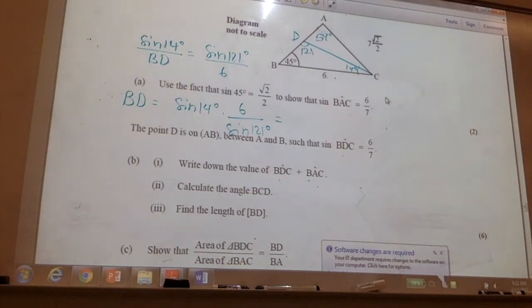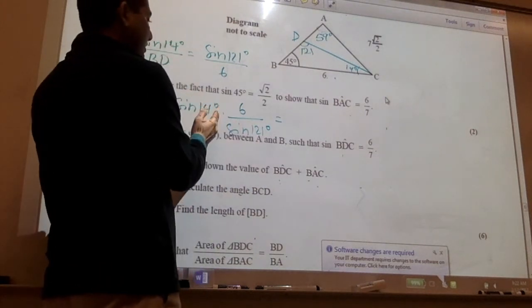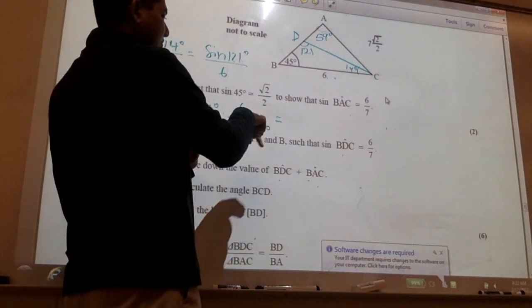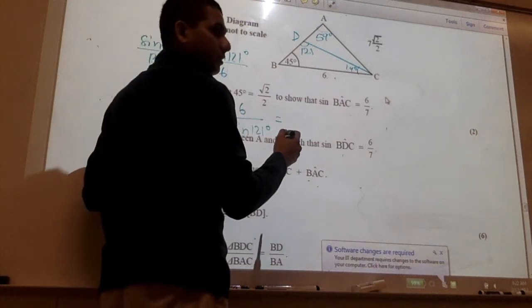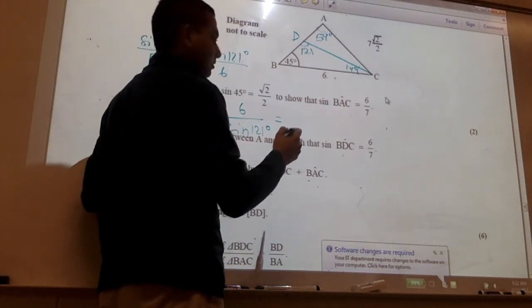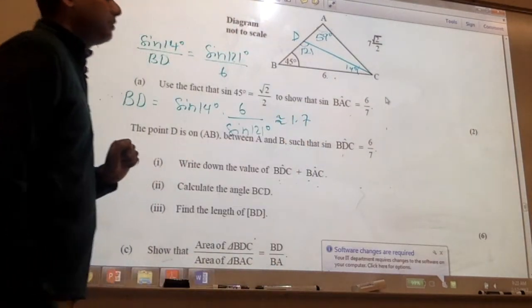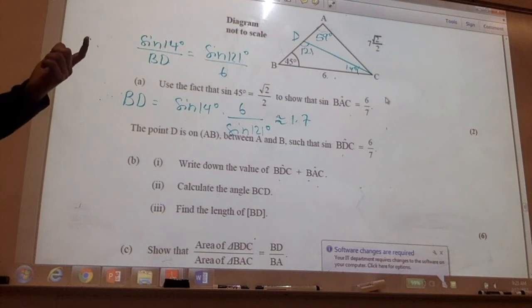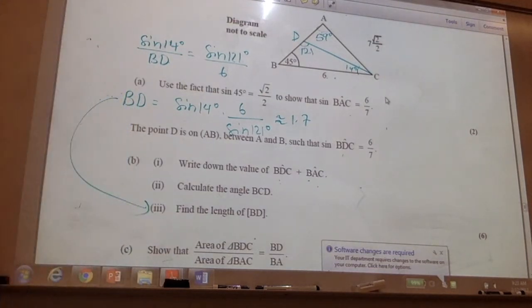This is a calculator active question. Sine 14 times 6 over sine 121 is 1.69. So BD will equal 1.69. Okay, so this is approximately 1.7, right? Does it have any units? No, right? Okay, so 1.7. So that is your BD.